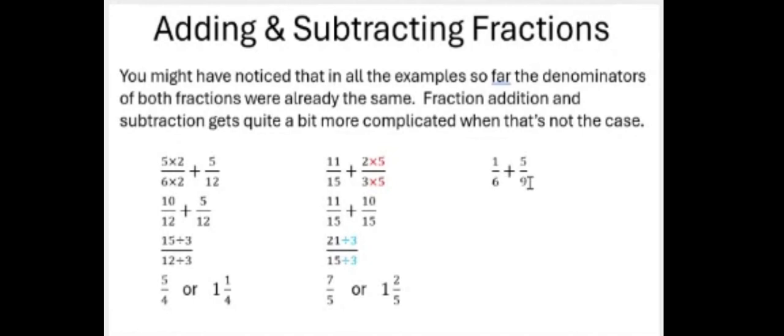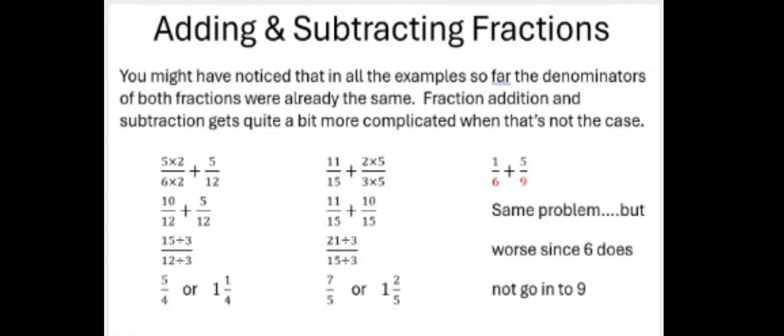So the denominators do not match, 6 and 9. So we have a problem. And unlike these two, we can't just go 6 times something is 9, because that's not going to work. Same problem, but worse, since 6 does not go into 9, right? So I'm going to take this problem onto an empty slide so we have a little bit more room to work on it.